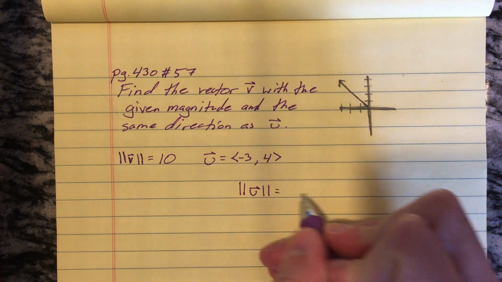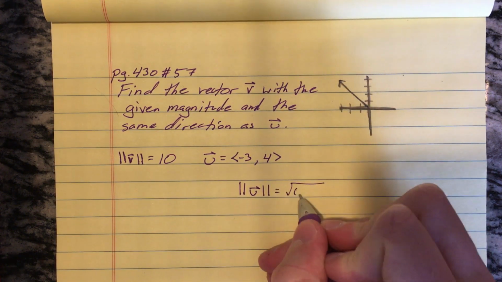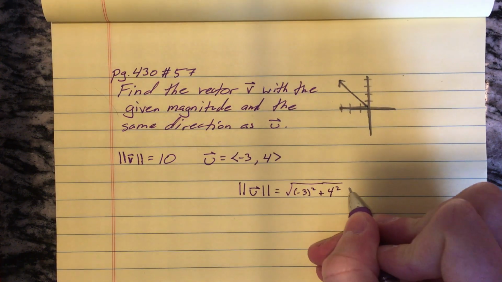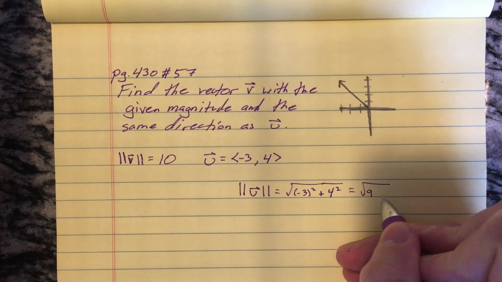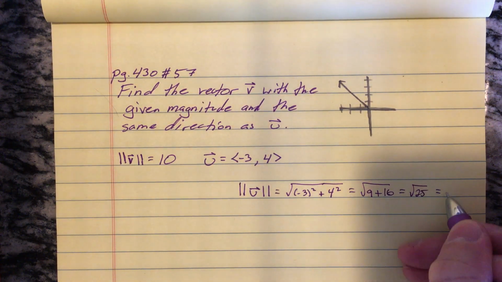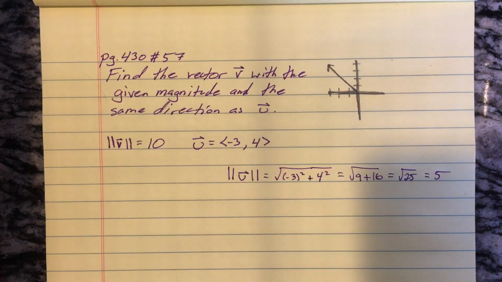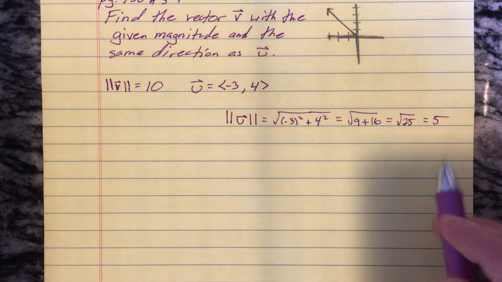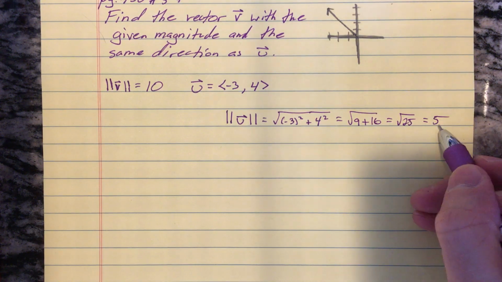So magnitude of u is going to be the square root of negative 3 squared plus 4 squared, giving square root of 9 plus 16, square root of 25. The magnitude of vector u is 5.